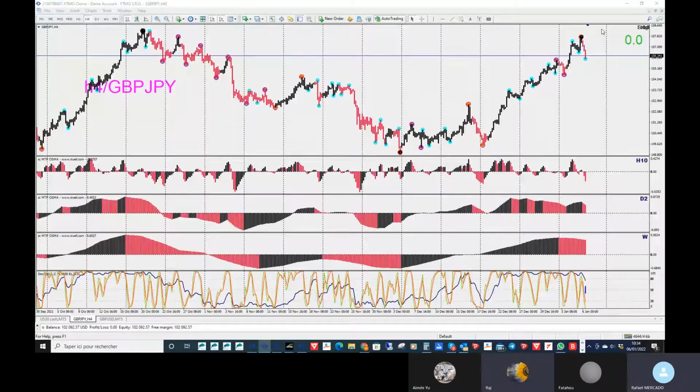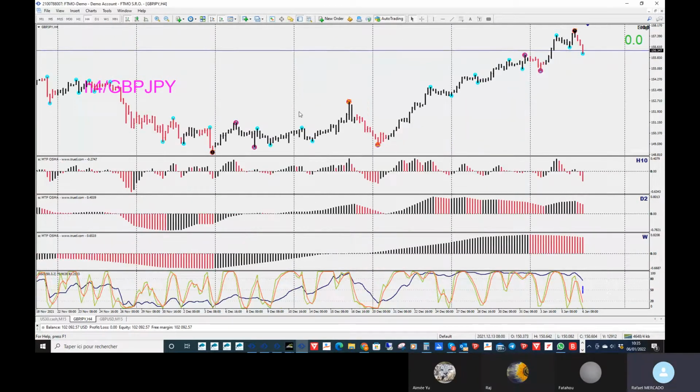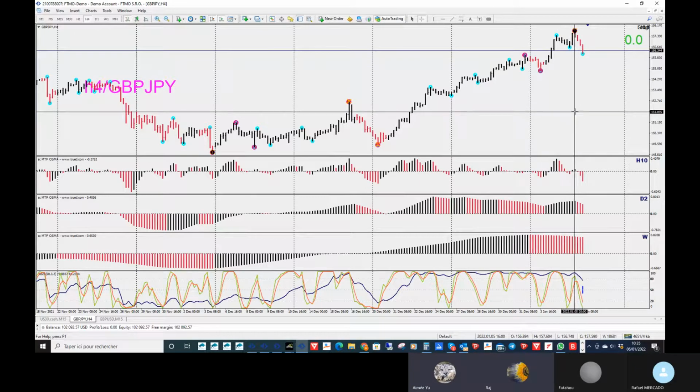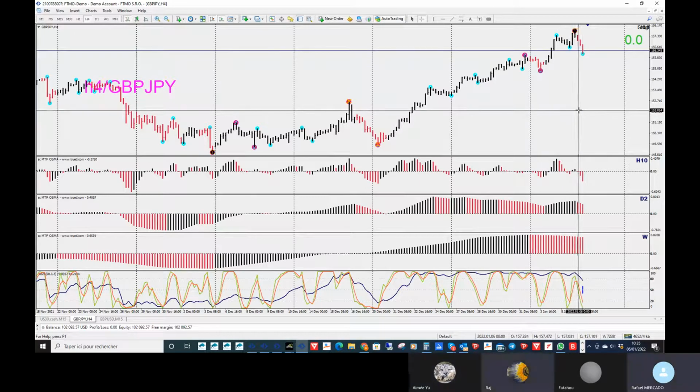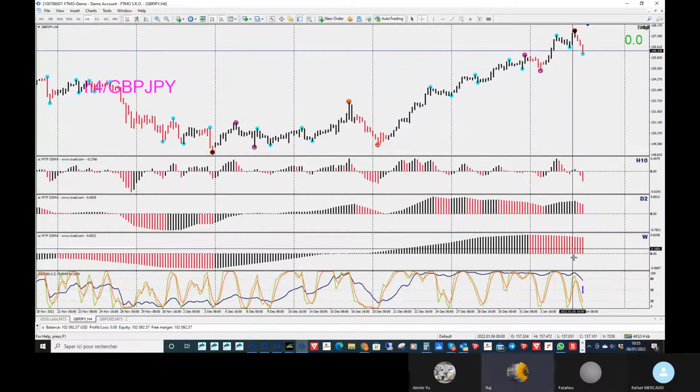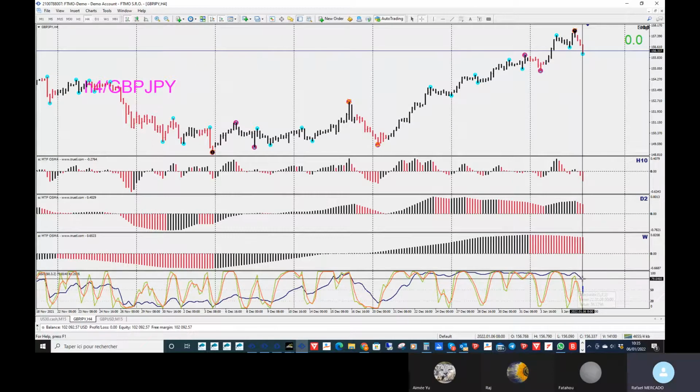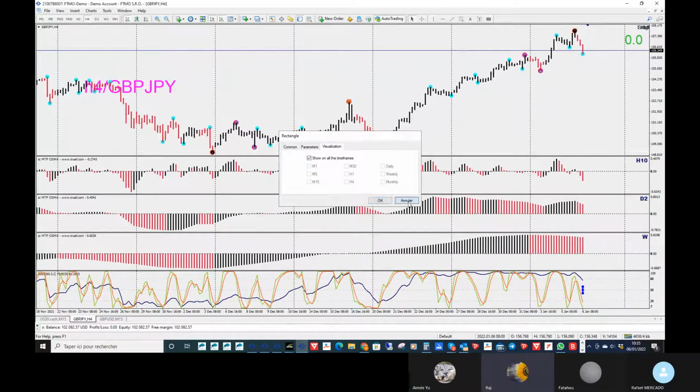Okay. And if you expand it a little bit, do the magnifying glass. Like this? Yeah. Okay. You can see where the crossover is. Draw the line on that, on the stochastic. Here. Right there. No, the bar before. Ah, here. No, where the first red bar is. Right there. Okay. Draw the vertical there. Yes.